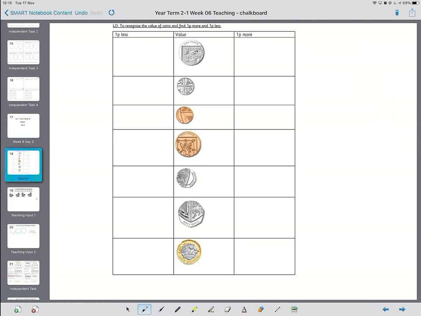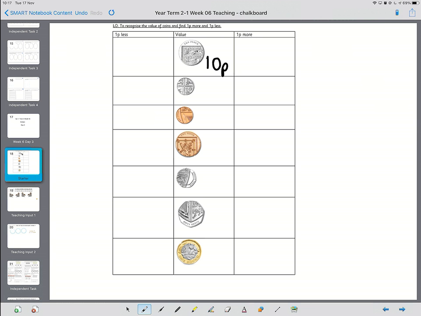So what I want you to do is work out the value of each of these coins, right out in the middle. So I'll model, for example, this first coin has got 10p. And then you need to work out what is one more and one less. You may want to use numbered squares to help you with this if you have them, and you can find them online easily enough.